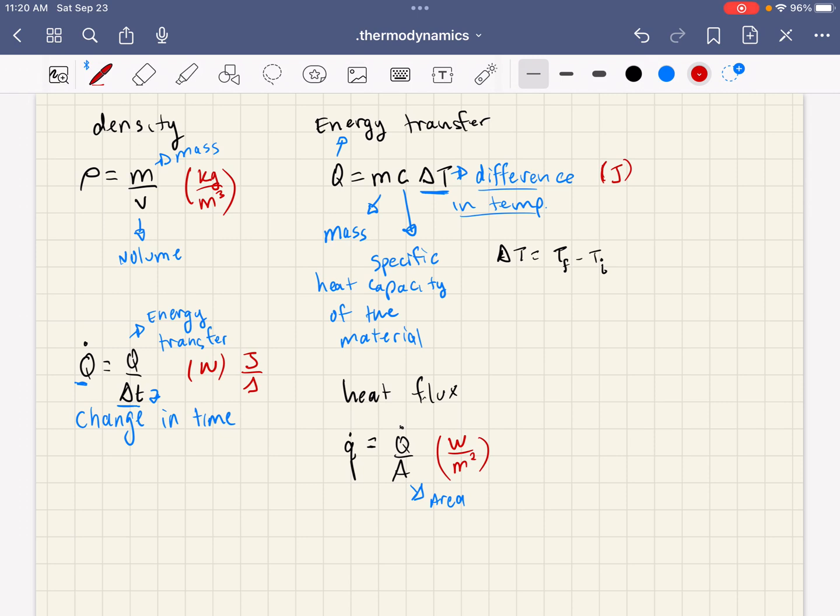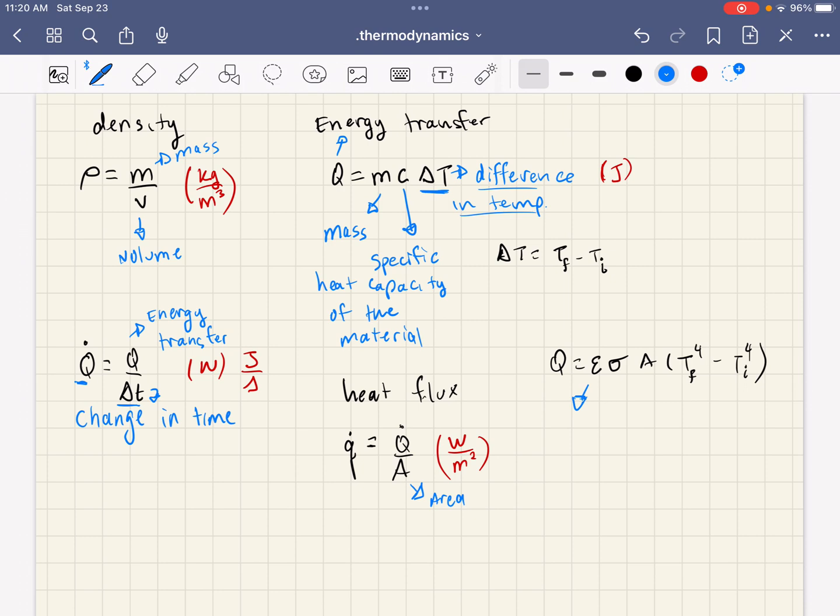Now, one of the last equations that we introduced, and this is for radiation, was the following. We have Q equals emissivity times Stefan's constant times the area times delta T, which in this case is the final temperature raised to the fourth minus the initial temperature raised to the fourth. Again, emissivity is just going to be a value that is either given or you have to look for it. This is the emissivity constant, and this is Stefan's constant as well.